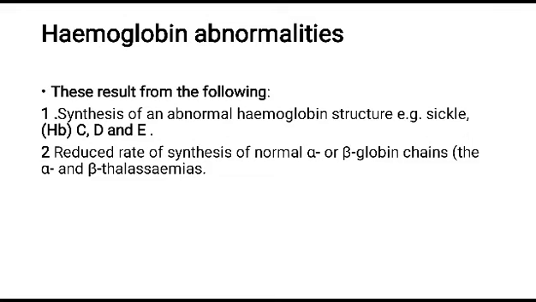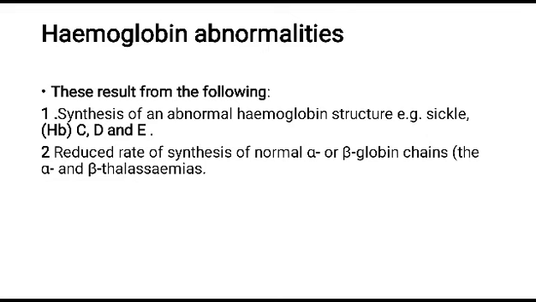Number two may be reduction in the amount of one of the chains, either alpha or beta chains are reduced in amount. This reduction in amount will lead to precipitation of the other globin chain. As you know, we have two alpha chains, two beta chains. They combine or bind together.